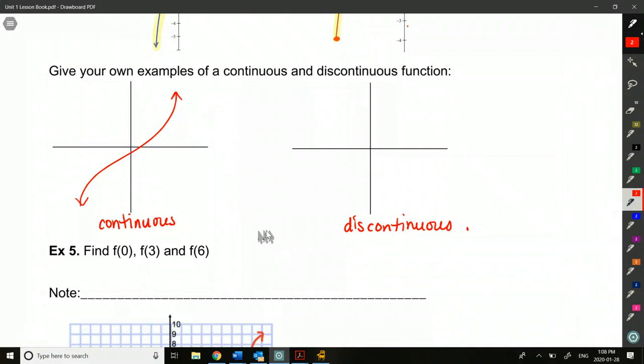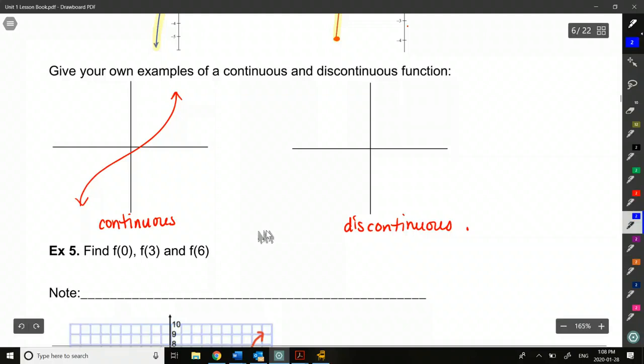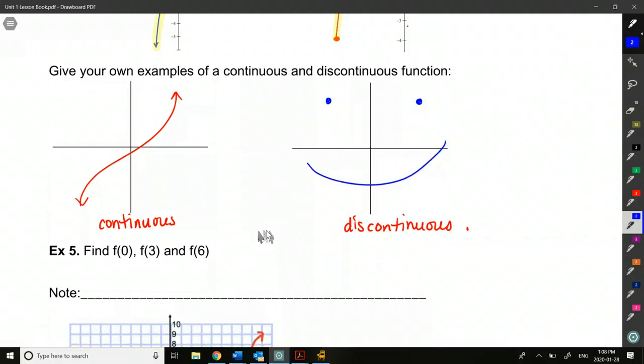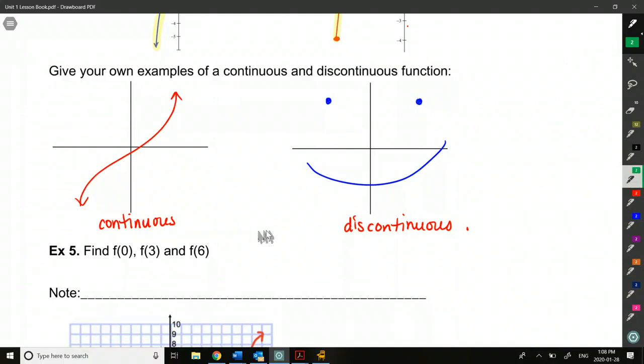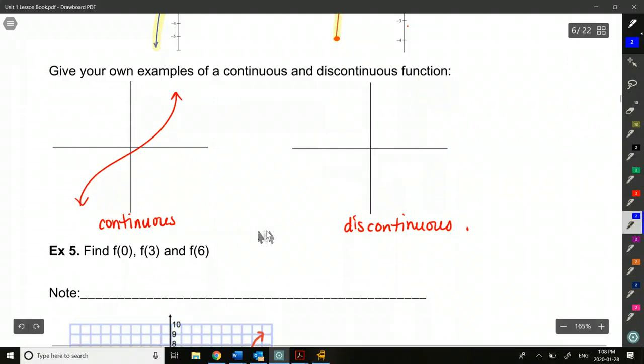Anyone have an example of discontinuous for us? Charles? Sure. So is this a function actually? This asks us for a discontinuous function. Uh-oh. That doesn't pass the vertical line test, does it? Sad face. Discontinuous function. Who has a discontinuous function? Charles gave us a discontinuous relation.